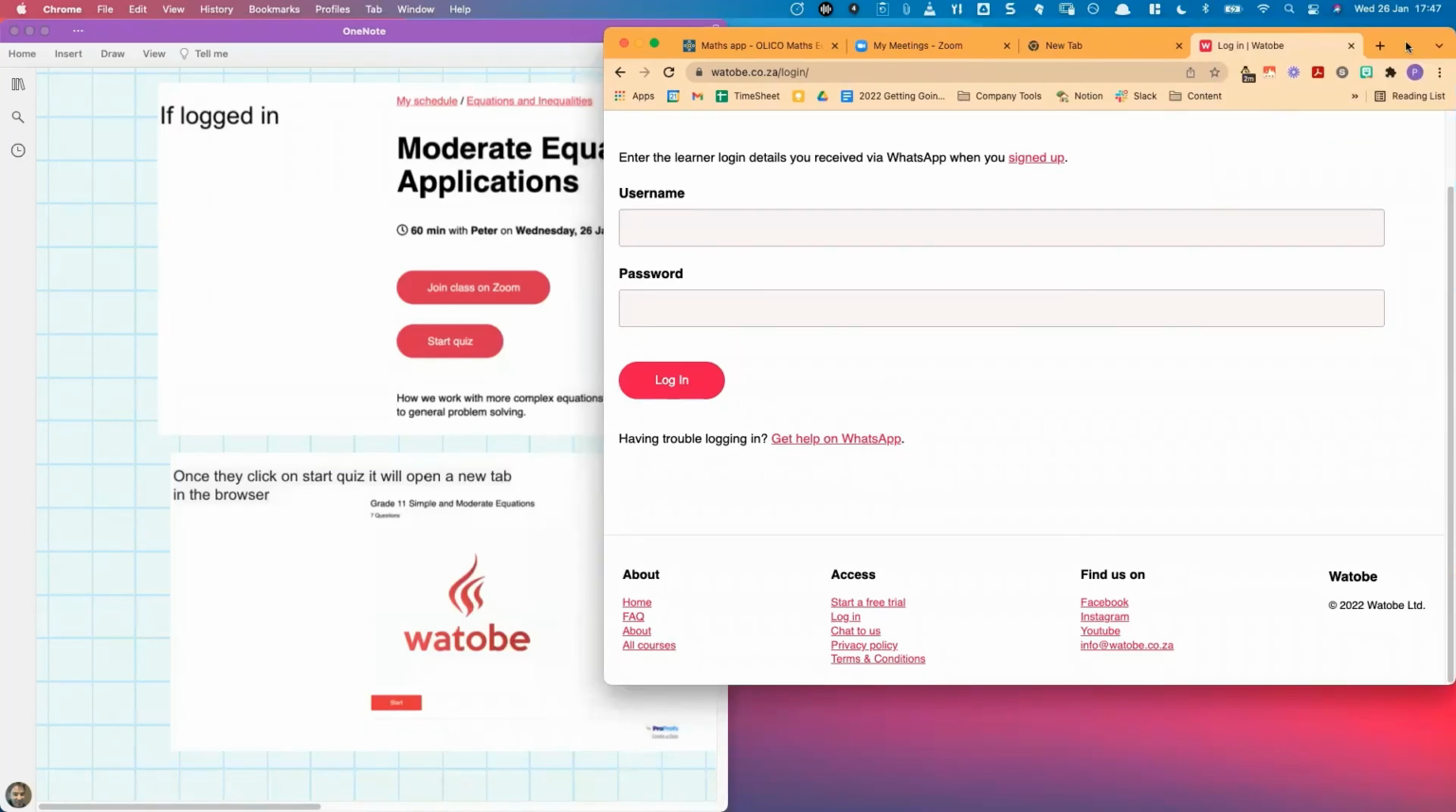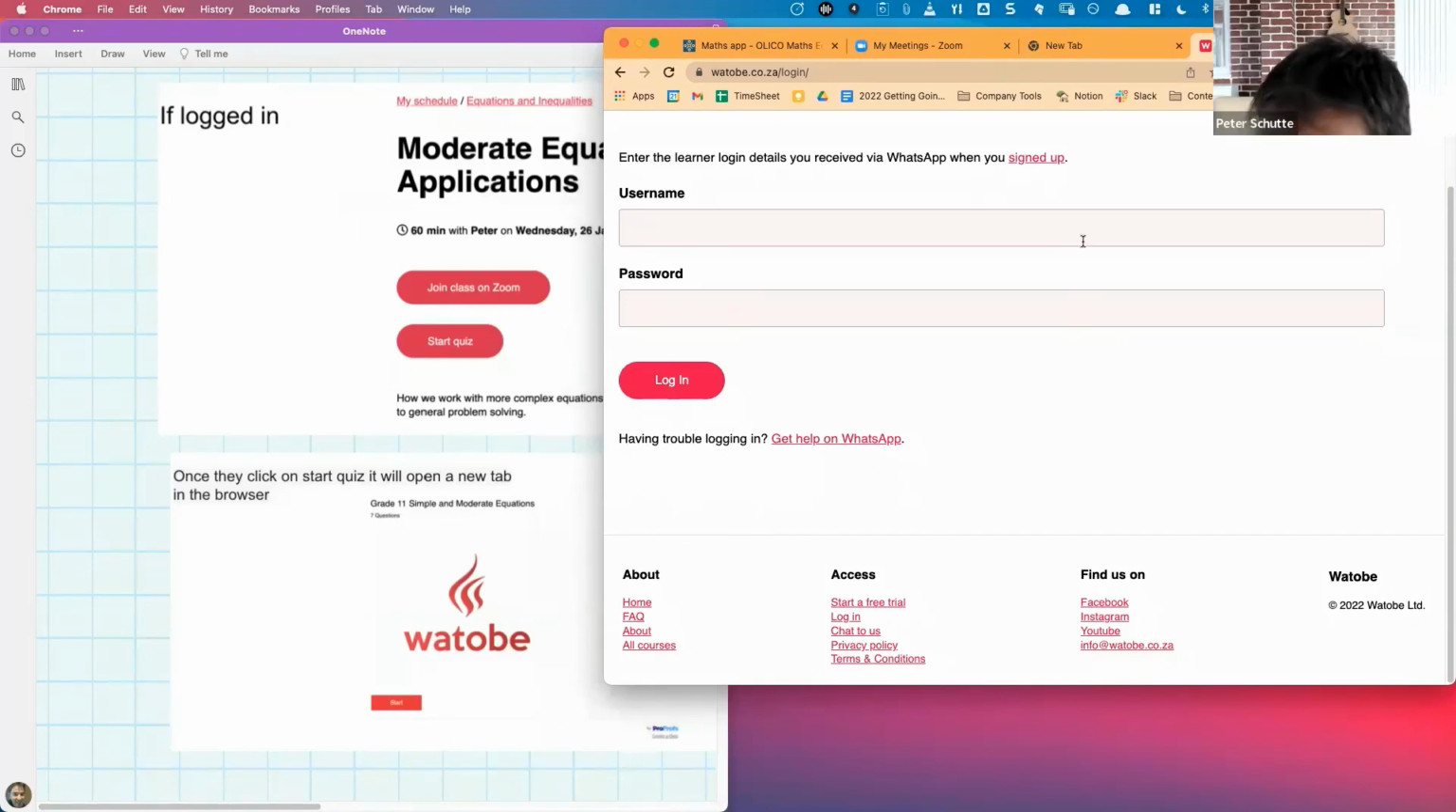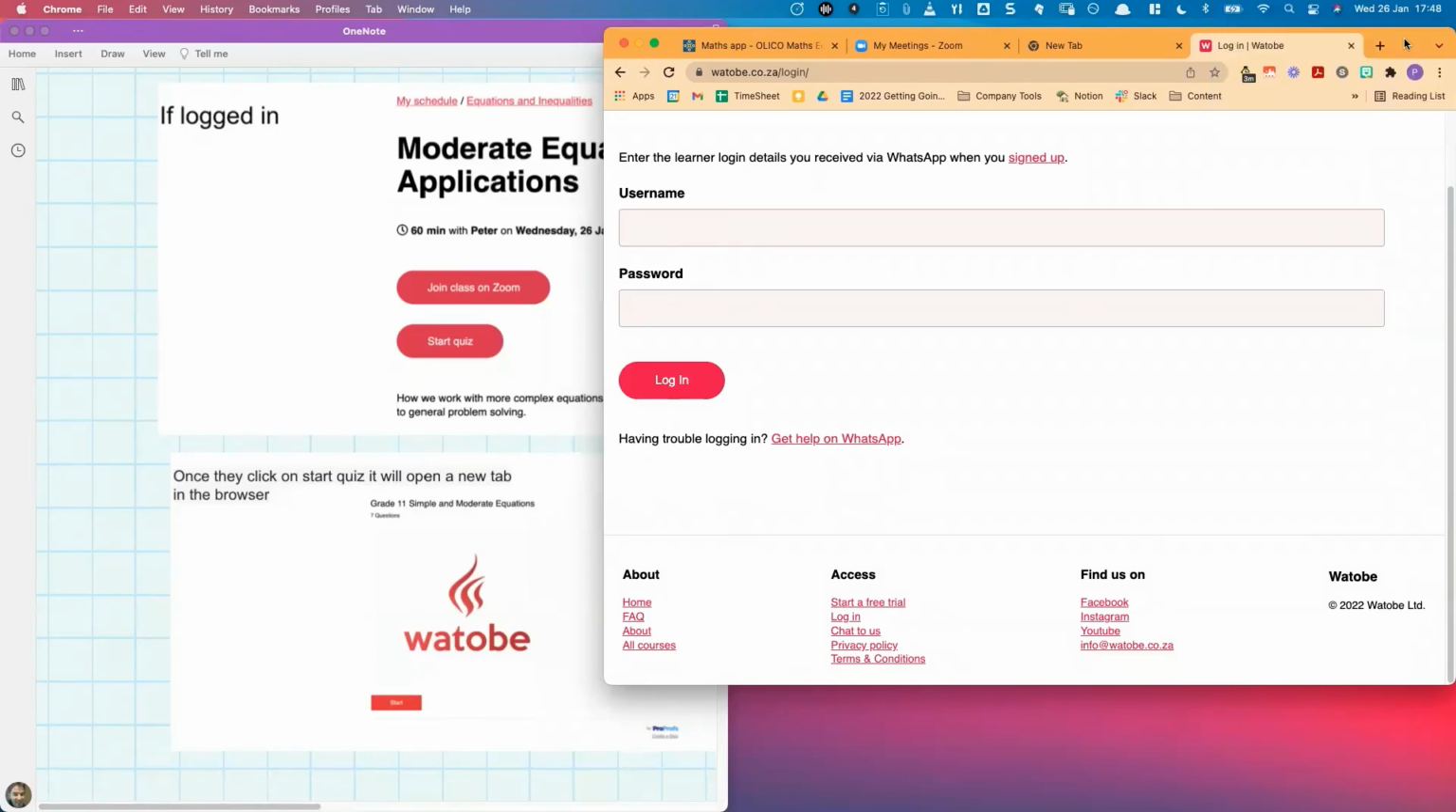Which grade are you teaching after this class? I'm teaching grade 11, but Watobe teaches all classes from grade 7 to grade 12. We're on Mondays and Wednesdays.